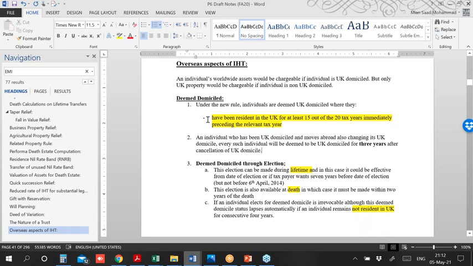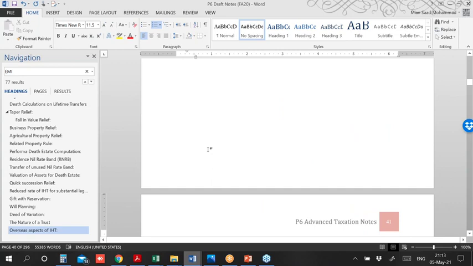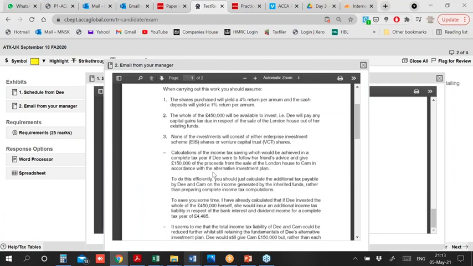Is there any disadvantage? Yes, there is. Now all of your worldwide assets are subject to IHT. If you are only a UK resident but not domiciled in the UK, only the assets in the UK are subject to IHT. If you take domicile as well, then your worldwide assets become chargeable to inheritance tax. So these are the points that you should remember. Now, let's get back into the question.